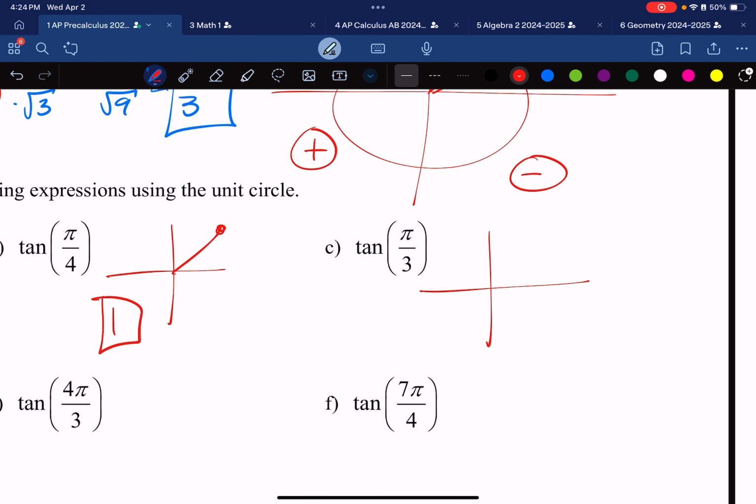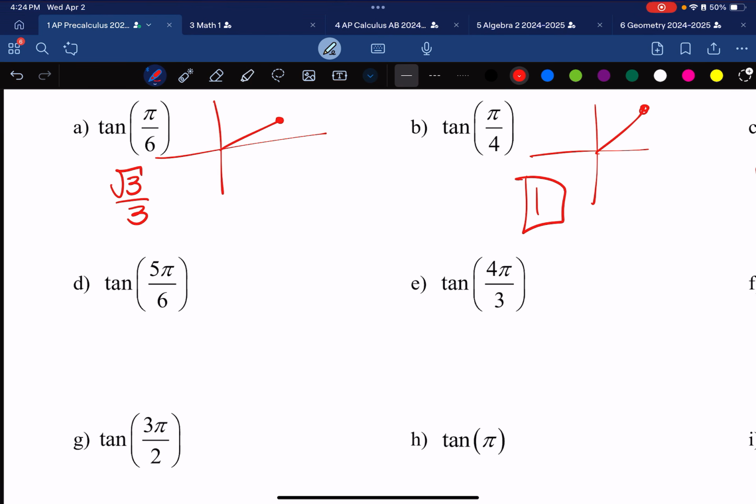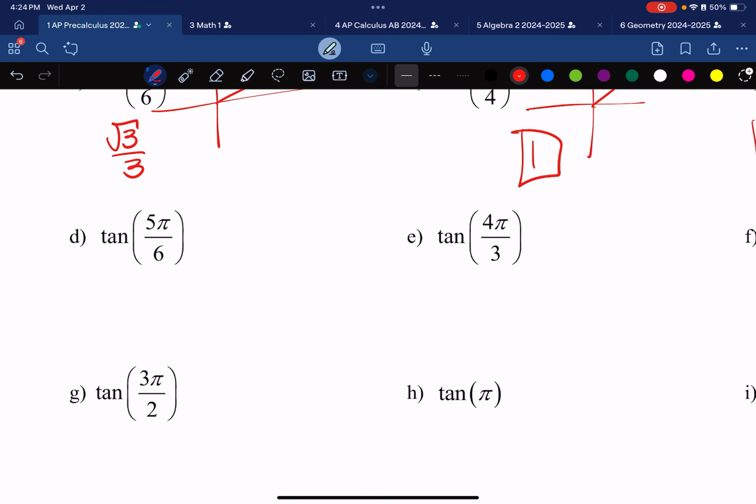Pi over 3 lives right up here. Pi over 3 is a bigger value, therefore the answer is going to be square root of 3. Again, making sure I'm positive, I'm good. Making our way to D, 5 pi over 6. 5 pi over 6 lives right here. Notice that I am going to have a negative value because I'm in quadrant number 2. It goes positive, negative, positive, negative. So I have a negative value, and this is not a very steep slope, so it would be like 1 divided by square root of 3, therefore it's negative root 3 over 3.